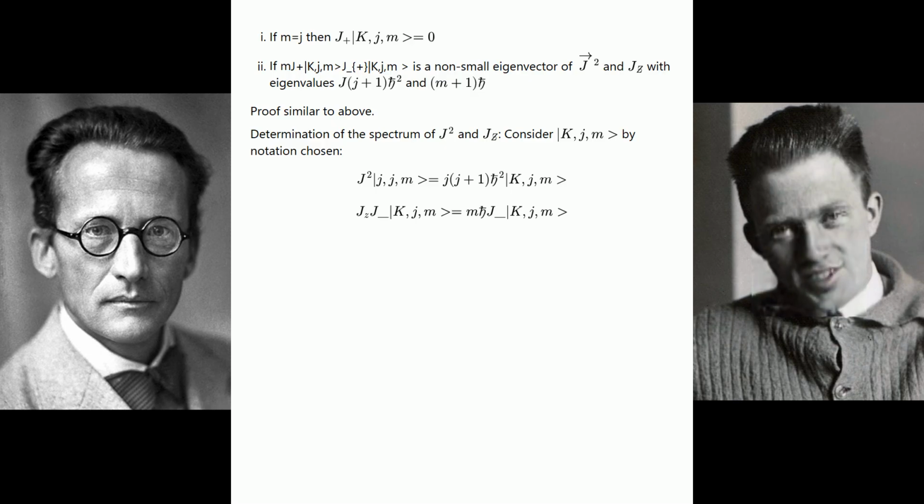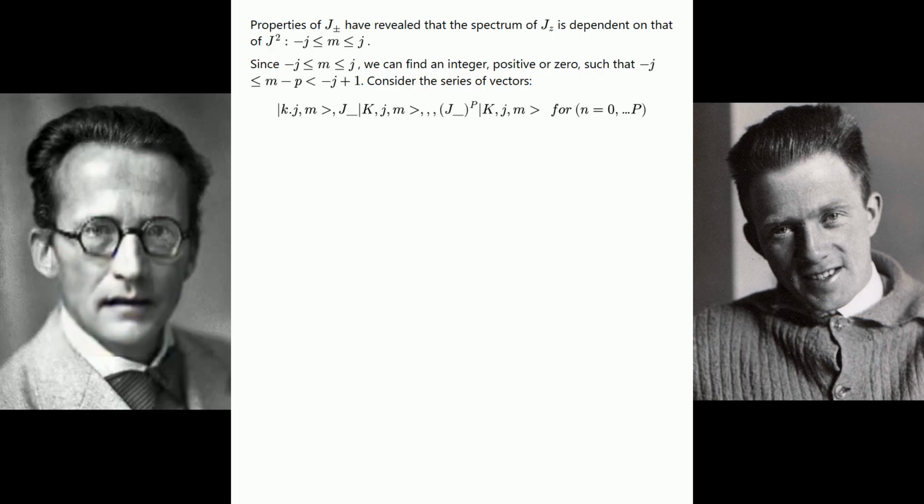Determination of the spectrum of J² and J_z. Consider |k,j,m> by notation chosen. See the two equations shown. Properties of J_± have revealed that the spectrum of J_z is dependent on that of J²: negative j is less than or equal to m is less than or equal to j. Since negative j is less than or equal to m is less than or equal to j, we can find an integer p, positive or 0, such that negative j is less than or equal to m-p is less than negative j plus 1.